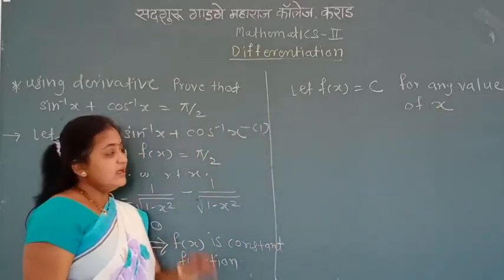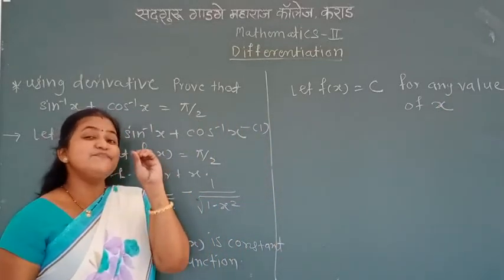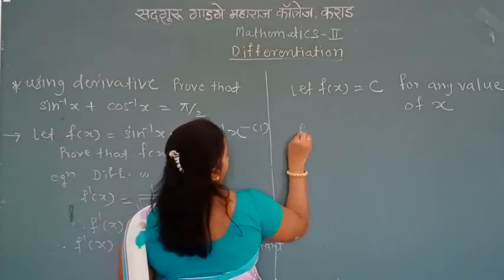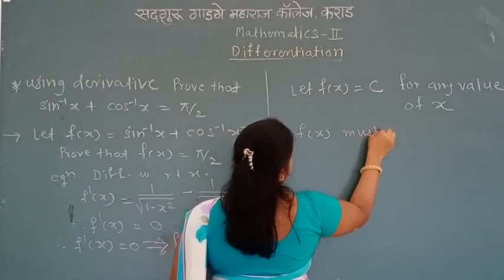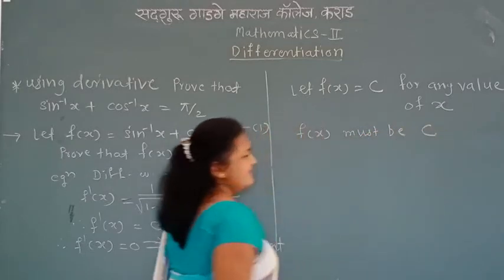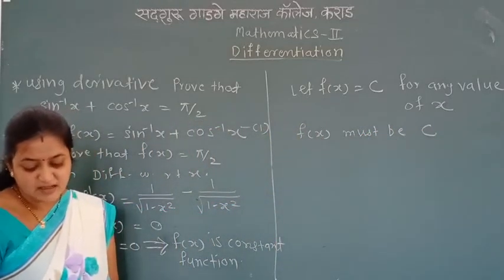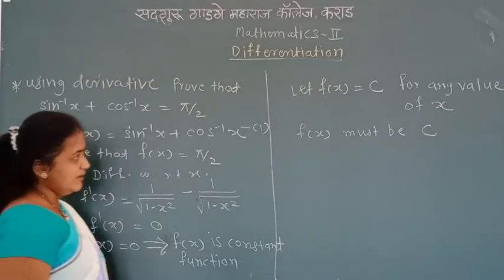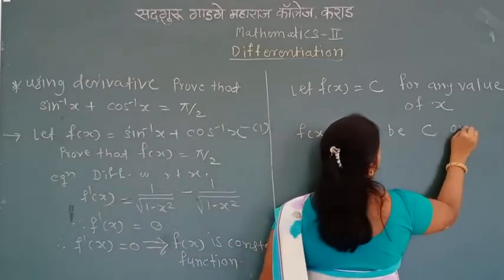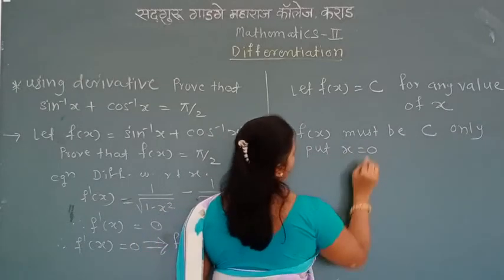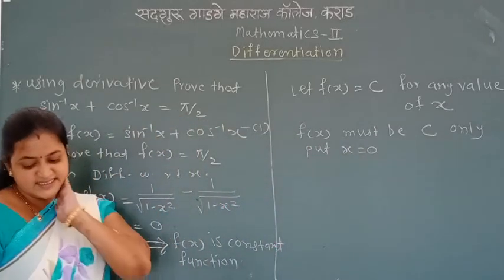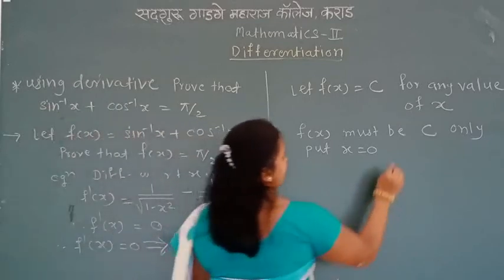So we consider f of x must be c. Means your function f of x क्या होगा? Must be c only. So put c only. So put x is equal to 0. Put x is equal to 0 in equation 1.